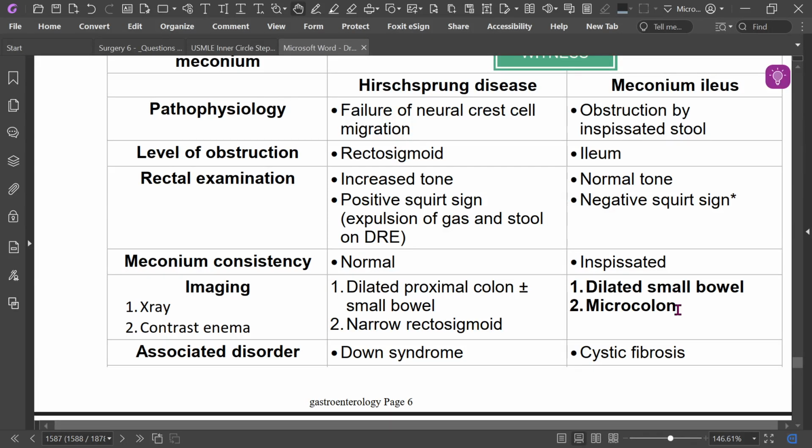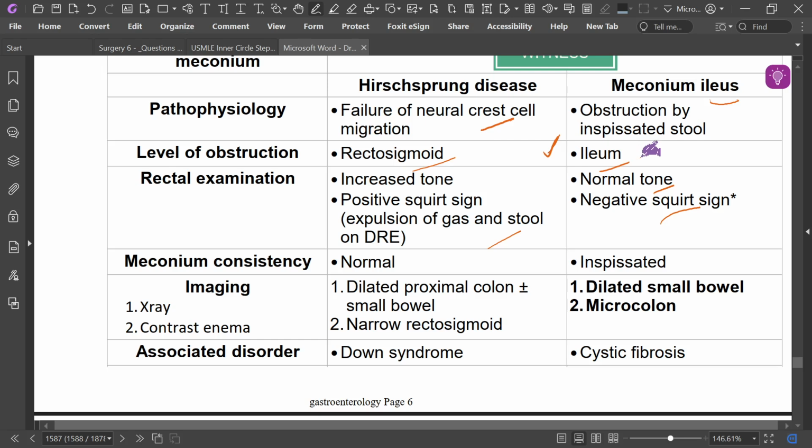Now, Hirschsprung disease versus meconium ileus. In Hirschsprung disease, there is failure of neural crest migration, and in meconium ileus there is obstruction by viscid stool. Hirschsprung disease involves the rectosigmoid junction, and meconium ileus is MI. In Hirschsprung disease there is increased tone and a positive squirt sign, with expulsion of gas or stool on rectal exam. In meconium ileus, there is normal tone and a negative squirt sign.